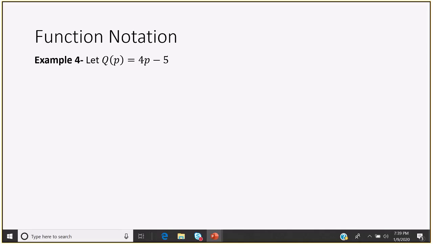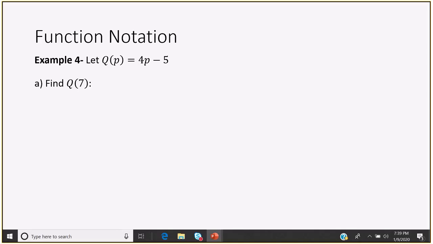So here's a function right here. Q of p is equal to 4p minus 5. This question doesn't really have a long-winded word application and tests flying around or anything like that, but that's perfectly fine. If you're asked to find Q of 7 and you're dealing with functions, you should think, okay, well, I have to locate which function is Q. I only have one, so that's easy in this case.